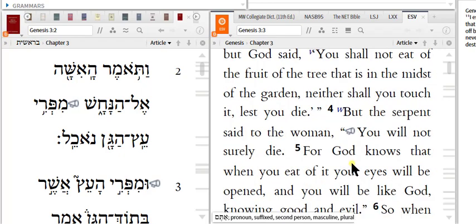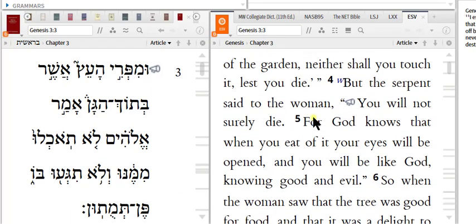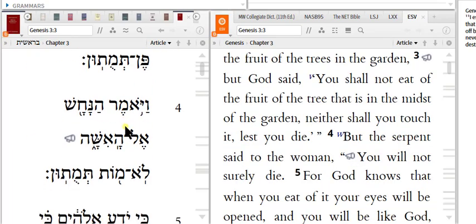Verse 4, but the serpent said to the woman, and here's our text in Hebrew. Vayomer hanachash, that's serpent, el ha'isha, lo mot temutun. You see the infinitive absolute here? You see the imperfect here. Where is the negative particle? Right in front of the infinitive absolute. Not dying, you shall die.